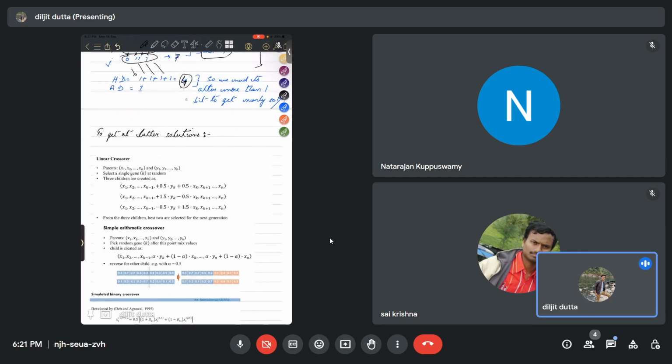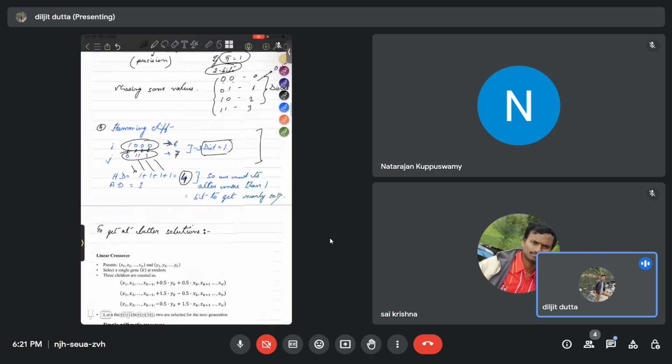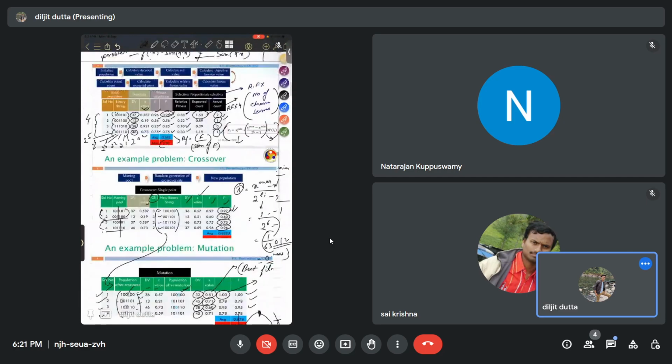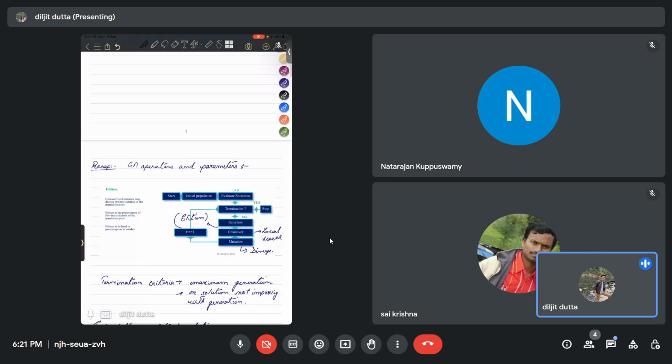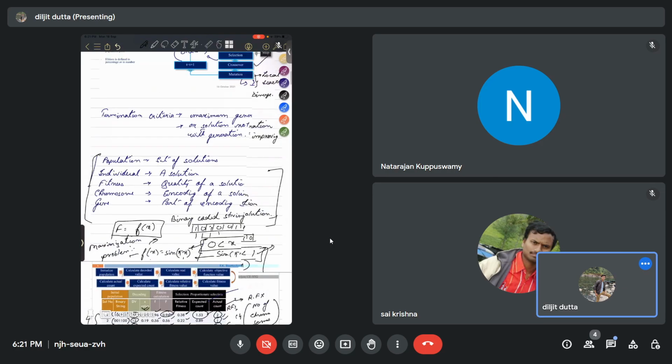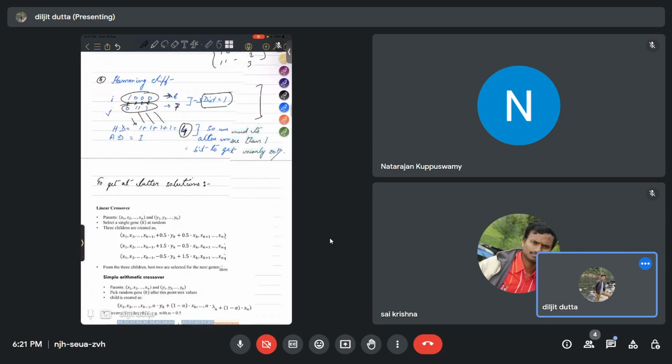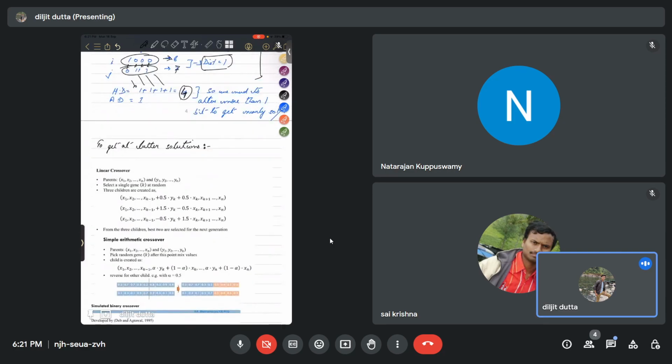So to arrive at better solutions, there is the real coded GA. In real coded GA, the initial procedures will be kept the same, and the selection procedure will be the same. For crossover and mutation, we will be using some new methods.